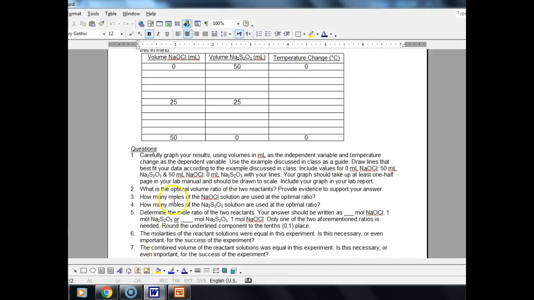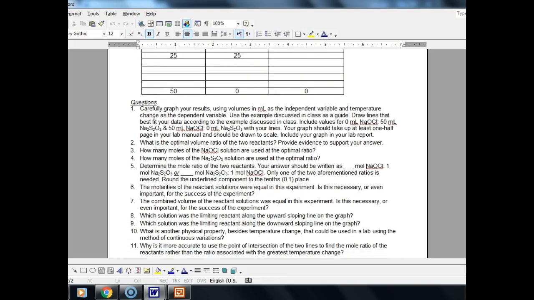So you'll do that for both reactants, and then once you have the moles from number 3 and number 4, you're going to divide them. I don't care which way you divide, whether it's the NaOCl over the Na2S2O3 or vice versa, but I do want to make sure that you realize which one you're working with, and then round it to the tenths place. So if you get 2.05, round it to 2.1. You get 3.87, you'd round it to 3.9.